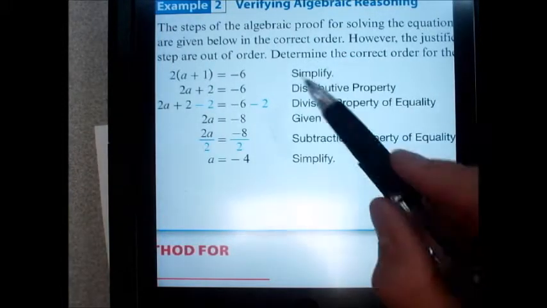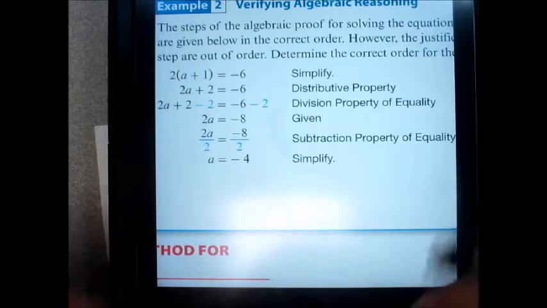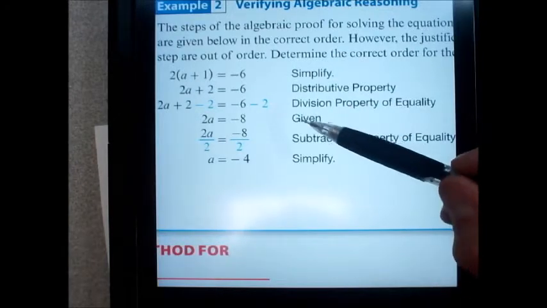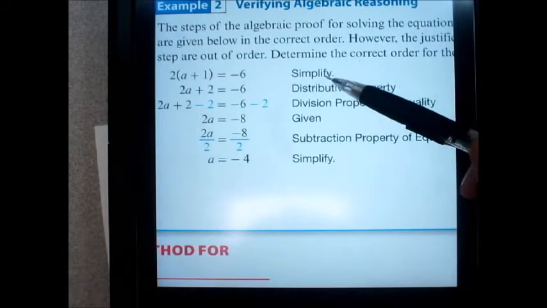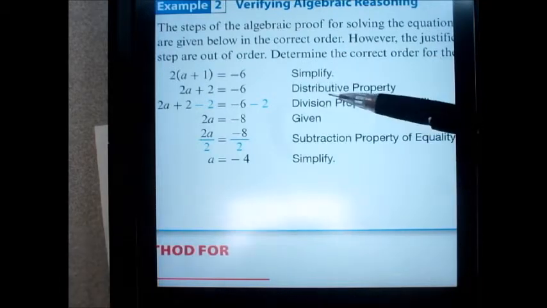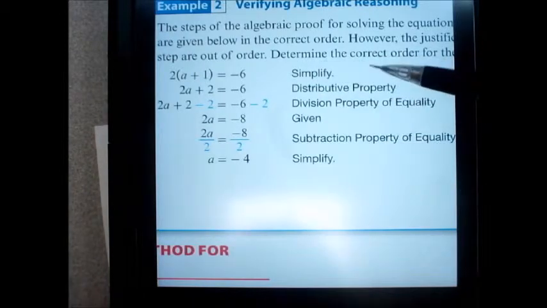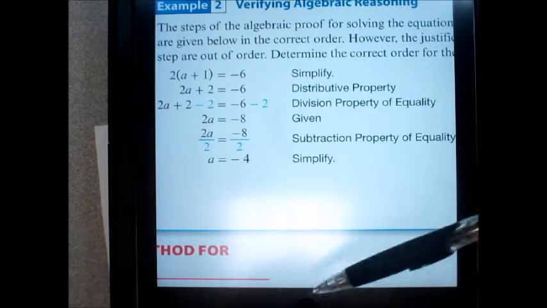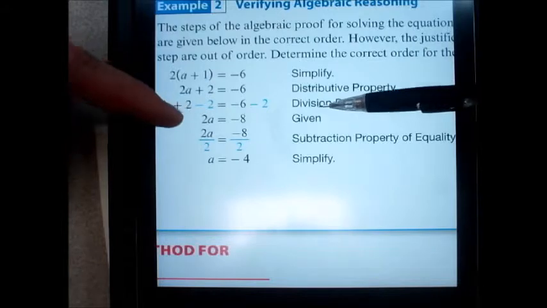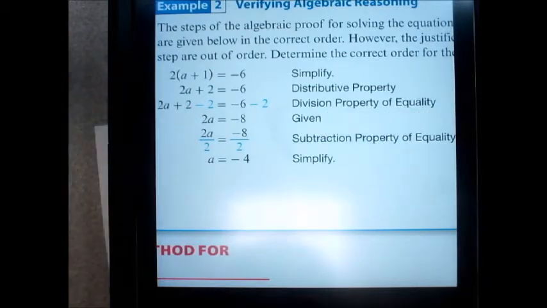Okay, so the only ones that they got confused were these two right here. They just need to switch them. So in my reasoning I would either say oh look at this, the given needs to be at the very first, right? The simplify needs to be in this category too. So I would say that we need to switch the given and simplify, and we need to switch the division property of equality and the subtraction property of equality. And then I'd write them in the order that they need to be in. So go given, distributive property, subtraction property of equality, simplify, division property of equality, and then simplify again. Okay?